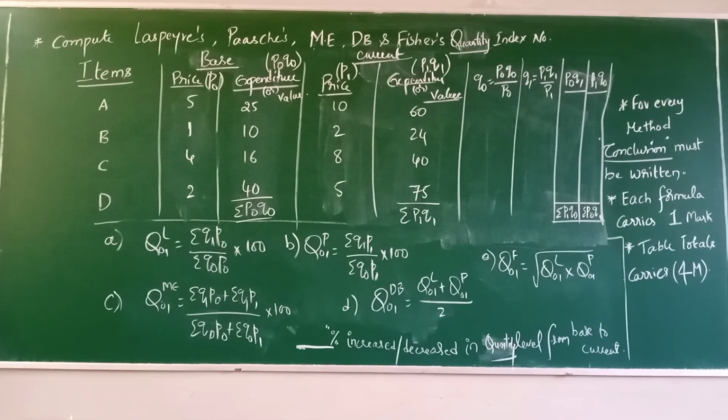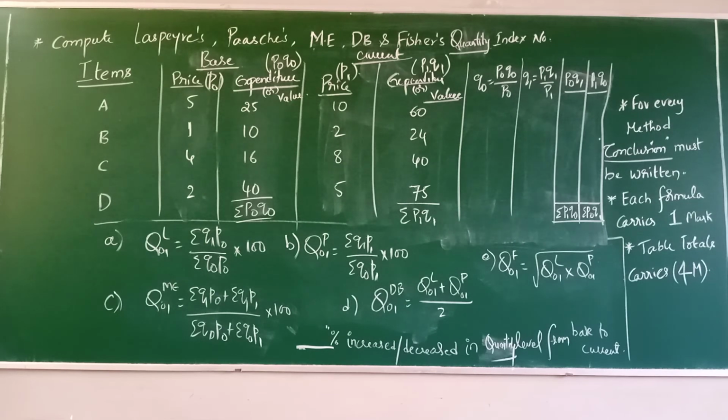Look at the problem now. Compute Laspeyres and Paasche's quantity index number only. Observe the table carefully, everybody. First, under the base, price and expenditure or value is given, and under current, price and expenditure or value is given.